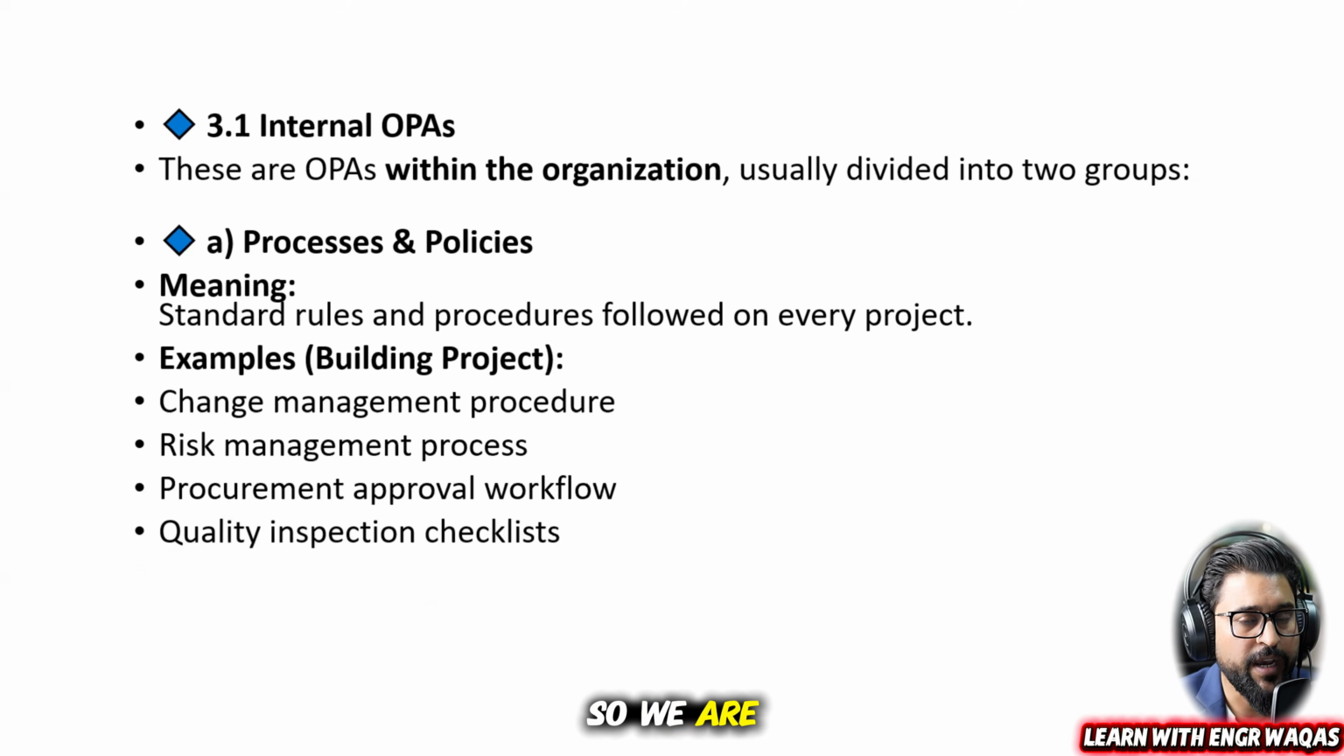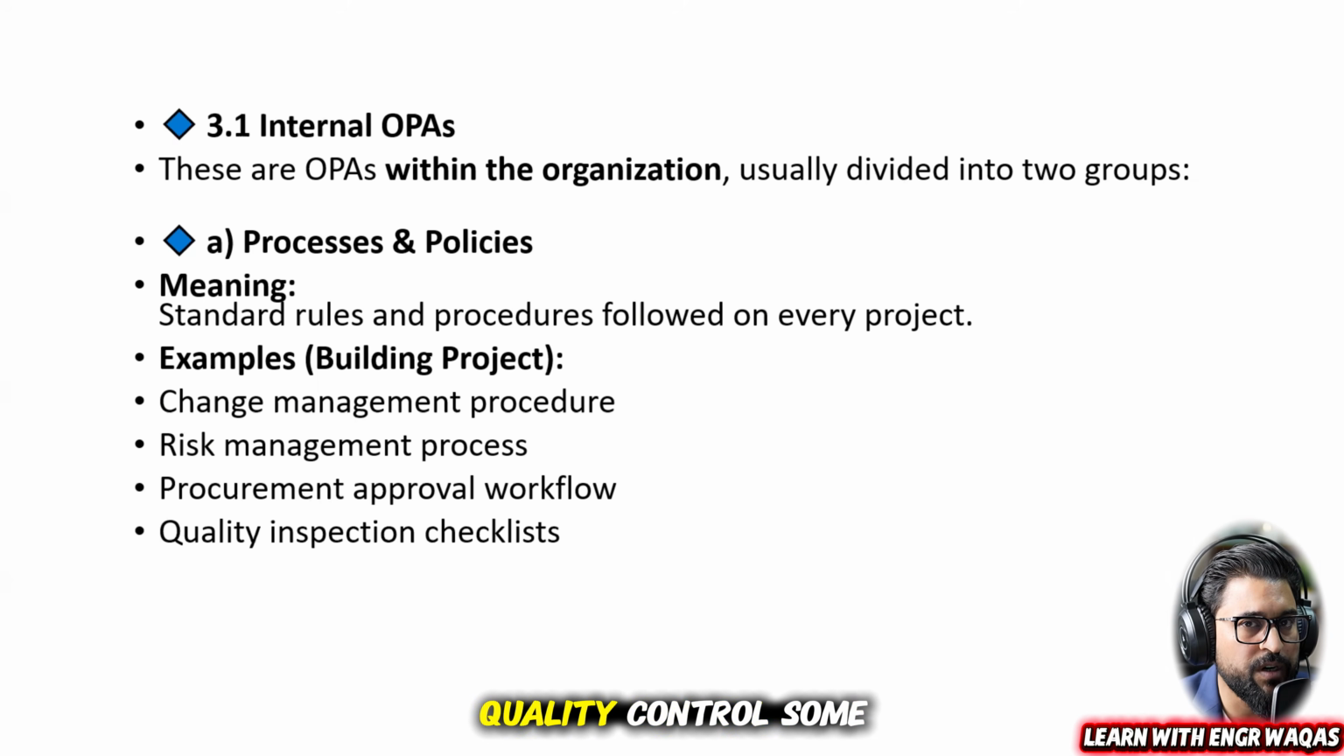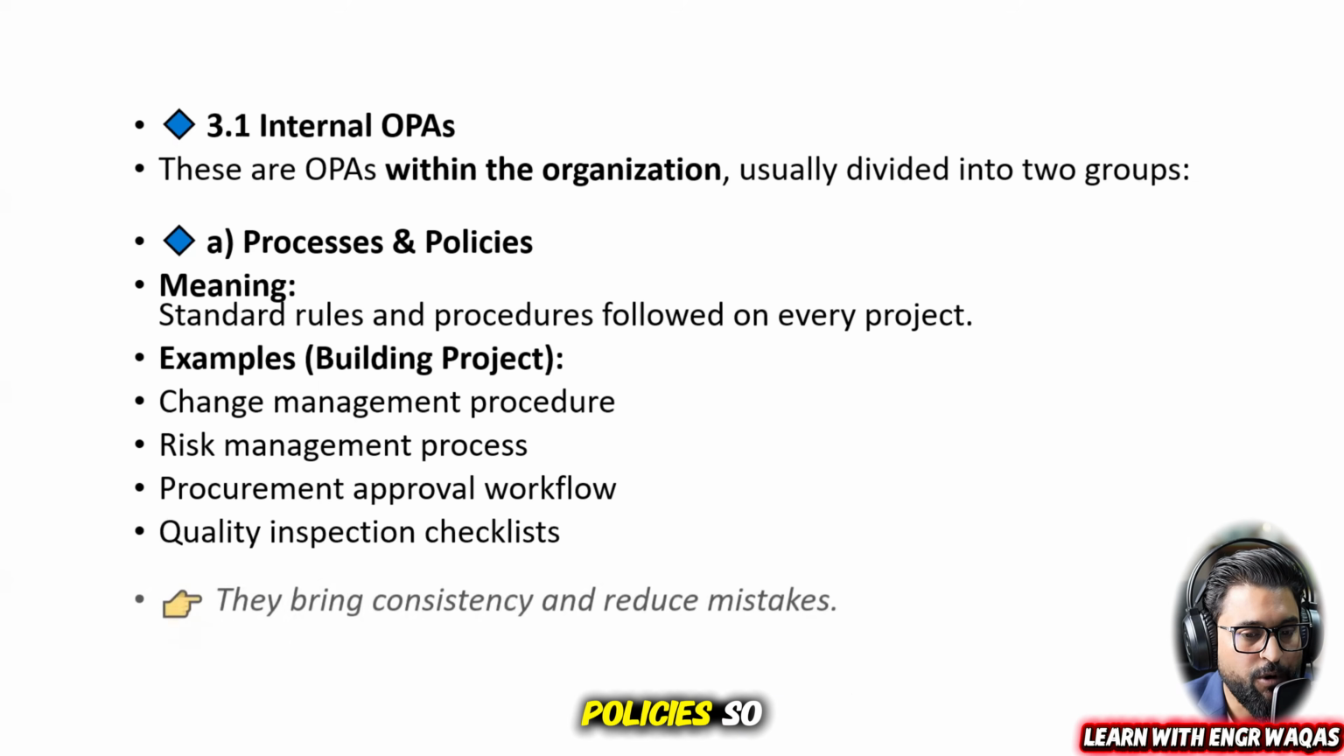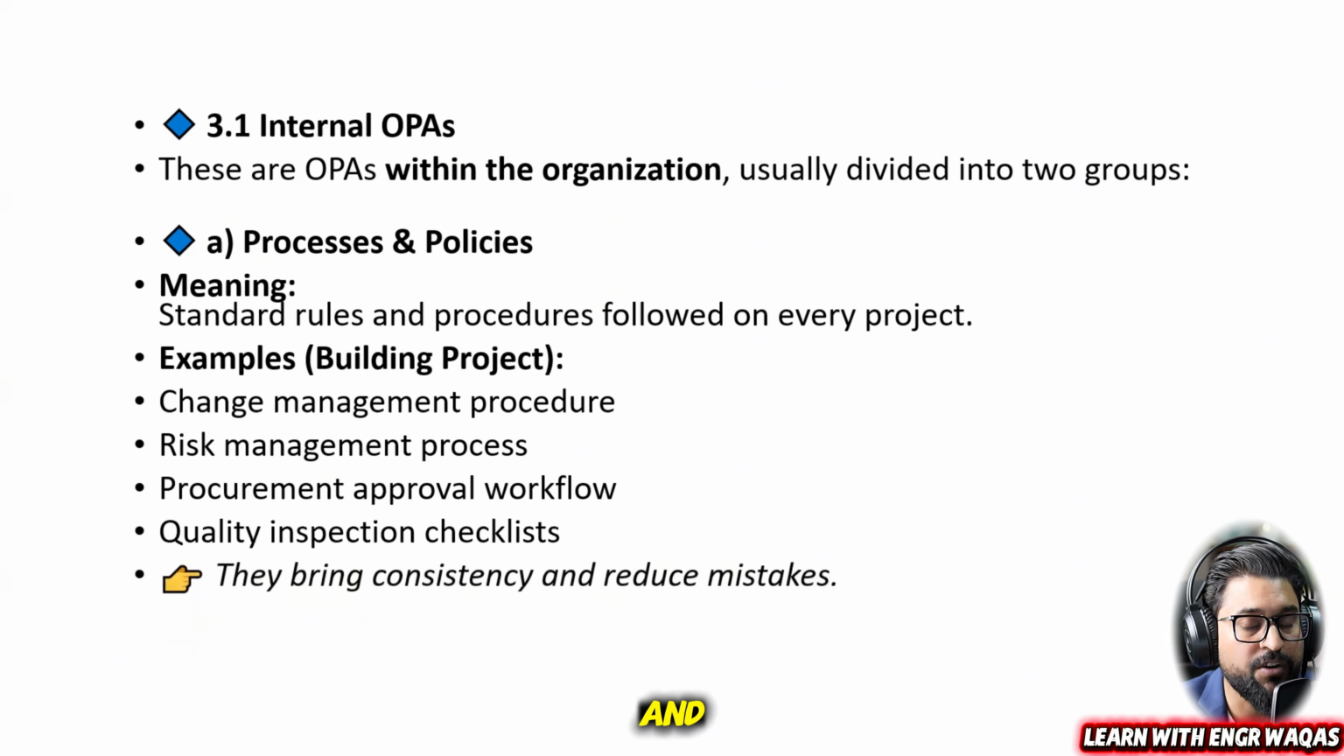So we are actually working under all of these processes and policies. There are hundreds of templates. Every template is equally valued and important for different kinds of situations and different stages. Some are required for quality assurance, quality control. Some are required like DPR, daily progress reports, and weekly progress reports. All these things come under OPAs, processes and policies. They bring consistency, reduce mistakes and bring the whole team onto the same page.